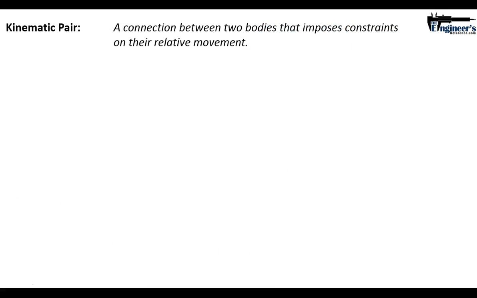Now I mentioned the term of a lower pair. Let me go back and define that and give some clarity on what I meant by those six. Those six types of joints are a lower pair. So first let me define what a kinematic pair is. It's the connection between two bodies that imposes constraints. Again, constraints, we're talking about controlling what the linkages are going to do. So it imposes constraints on their relative movement.